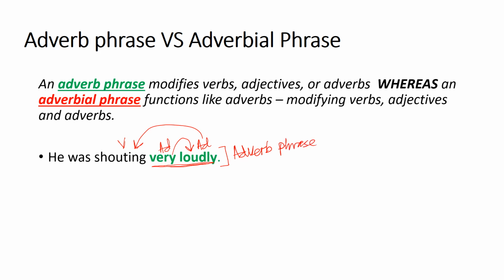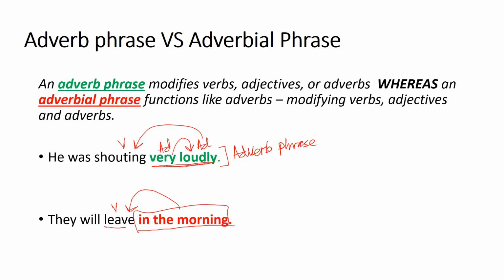Let's talk about another example. They will leave in the morning. Now, in the morning is a prepositional phrase for sure, but this prepositional phrase is functioning like an adverb phrase. How? Because in the morning is modifying the verb leave. So in the morning should be an adverb phrase, but there is no adverb over here. So this group of words is actually functioning like an adverb phrase. That is the reason why it would be an adverbial phrase, right?